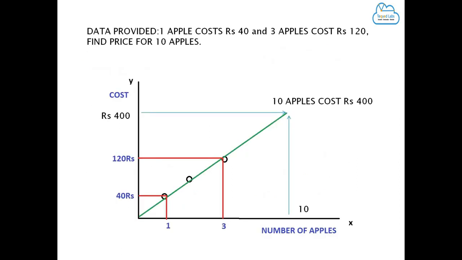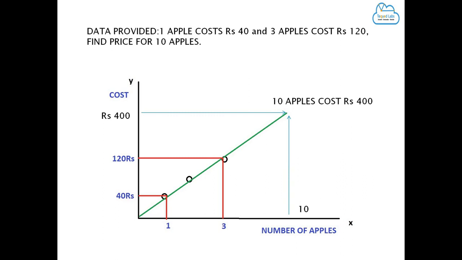The best example of regression is simple. I have one apple which costs 40 rupees. I have 3 apples which cost 120 rupees. I would like to find the price for 10 apples. Very simple: y is equal to 40x. Here y is nothing but the cost of the apples. y is equal to 40 into x. That is the whole expression I would get. As well, another expression I will get is 3y is equal to 120x, so y is equal to 40x again.